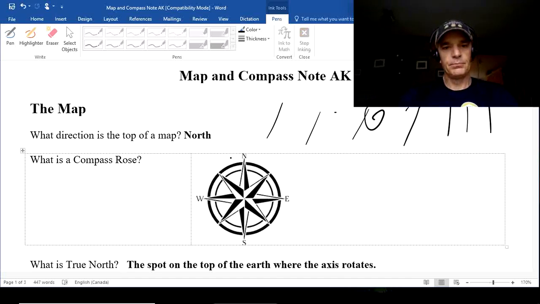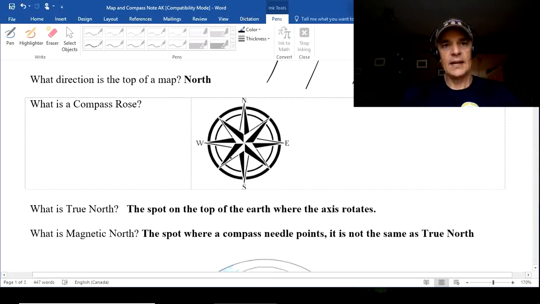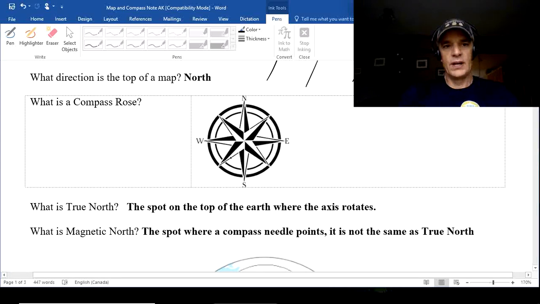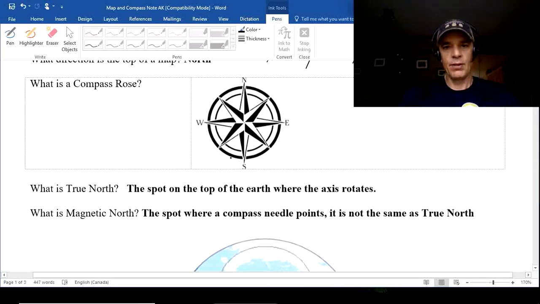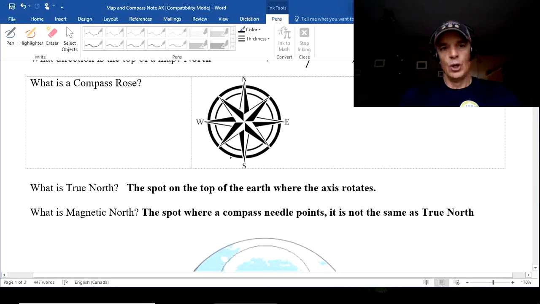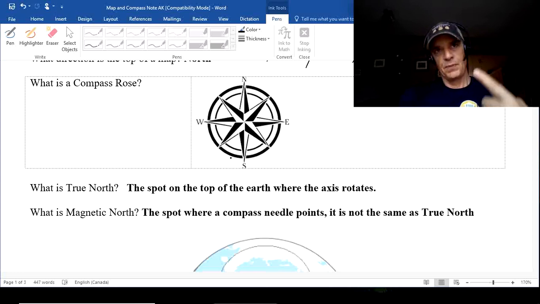All right. When we look at true north and magnetic north, these are two different things. True north is what we refer to as the North Pole. It's the point where the Earth is rotating on its axis. For us in the north, that's actually over the Arctic Ocean. It's not over land. But magnetic north is somewhere different.